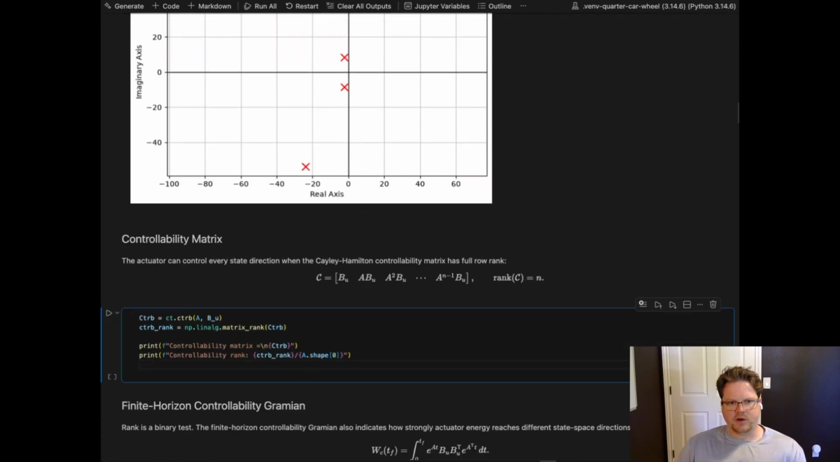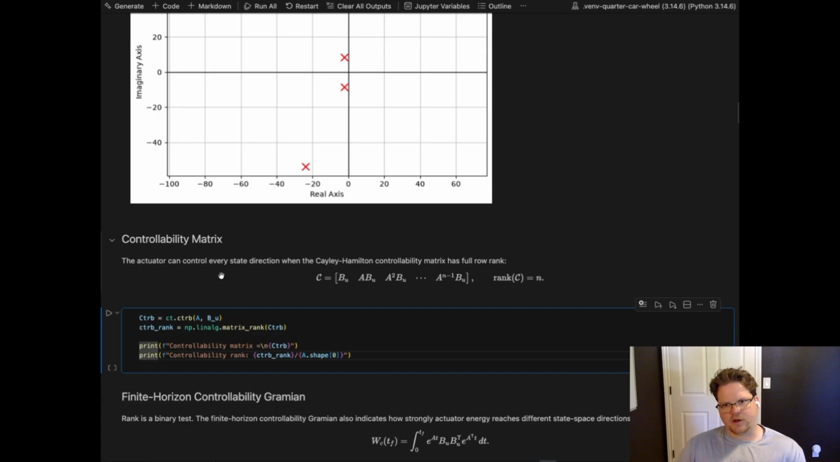So now let's step into this part where we're going to look into the controllability. Again, similar to the cart pole side of things.